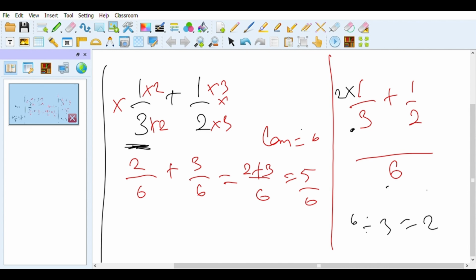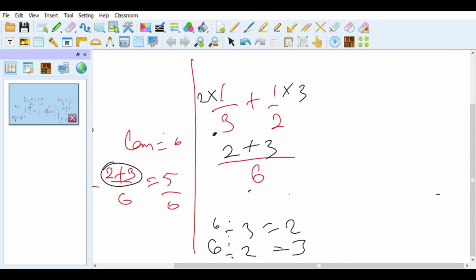So what we have is 2 times 1 giving us 2, plus, for the other denominator, we use 2 to divide 6. If 6 is divided by 2, we have 3. Use that 3 to multiply the numerator. So 3 times 1 gives us 3. So you can see we are still getting the same thing that we got here. The ideas are all the same. 2 plus 3 gives us 5 all over 6.